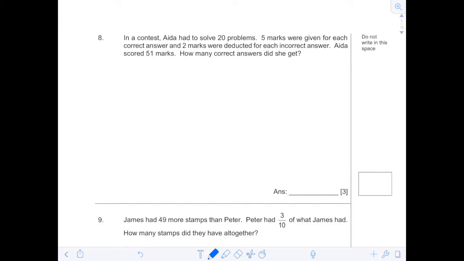Okay, to solve this problem, one of the methods that you can use is guess and check, but as much as possible we try not to use guess and check because it can be time consuming. So here we'll move straight into analyzing this problem. First, we know that Ida has 20 problems. Second, we know that for the correct answer they get 5 marks, and for the incorrect answer there will be 2 marks.